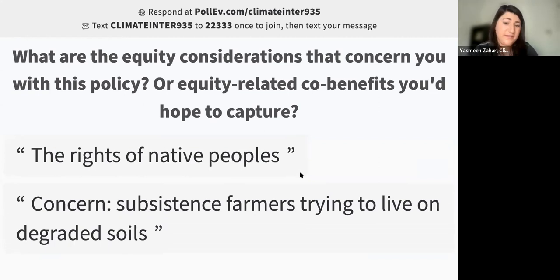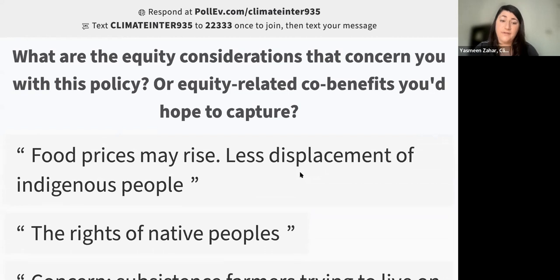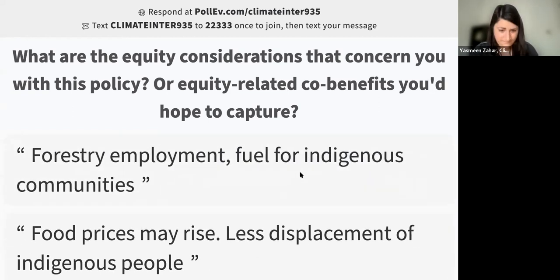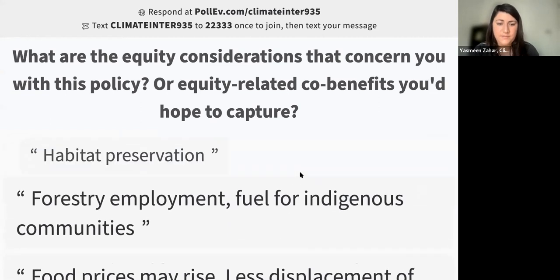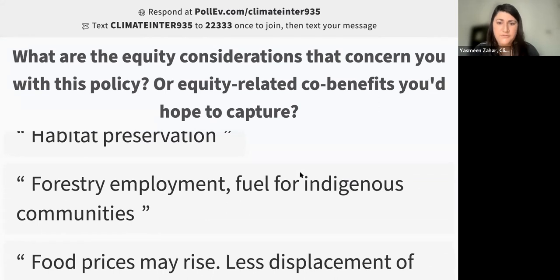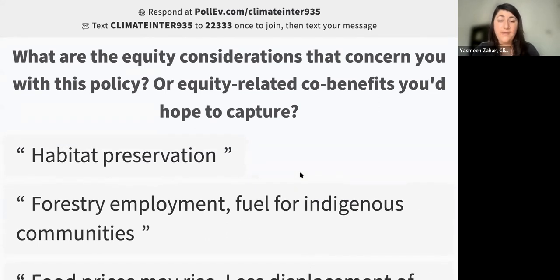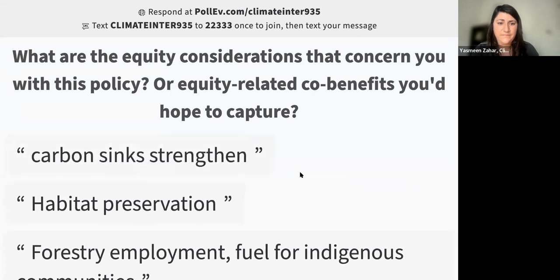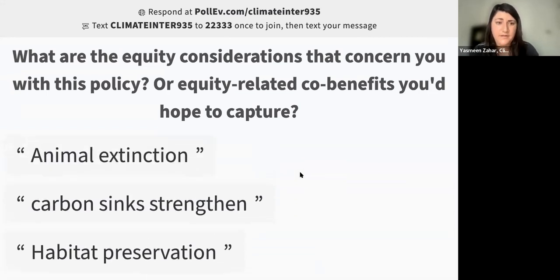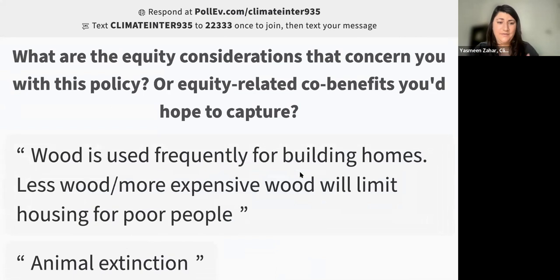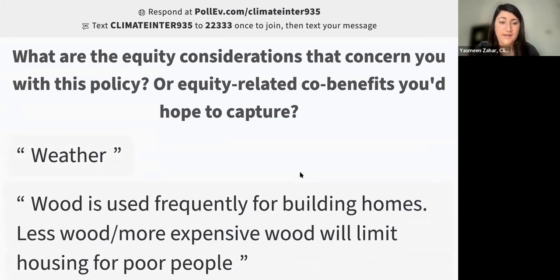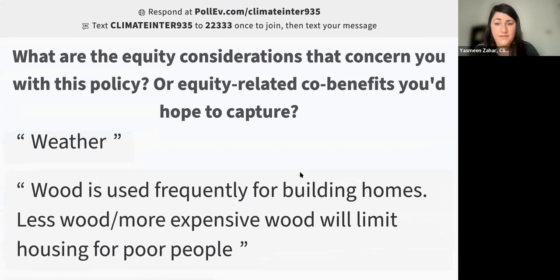So a big concern is subsistence farmers trying to live on degraded soils, the rights of native peoples around the world. Yes. Yep, food prices rising, less displacement of indigenous peoples, forestry employment, fuel for indigenous communities. Habitat preservation, yes, all really good answers. Carbon sinks are strengthening, yep. Animal extinction, definitely. And so taking into account some of these really large considerations on both sides, and wood, weather, frequently used for building homes, limiting of housing, yeah.